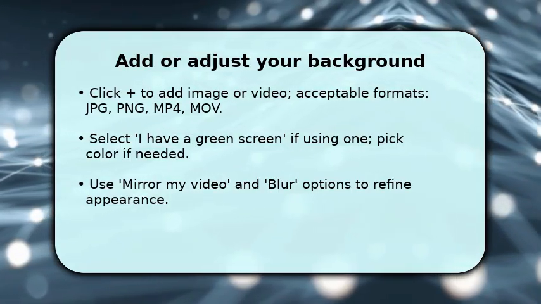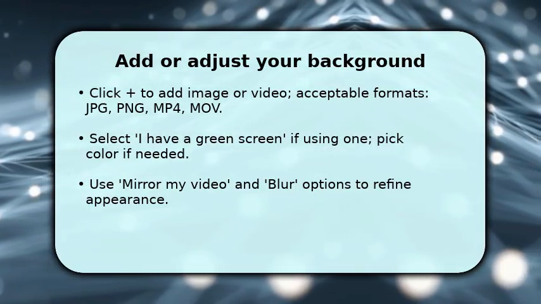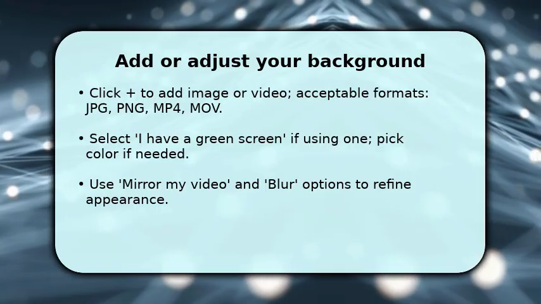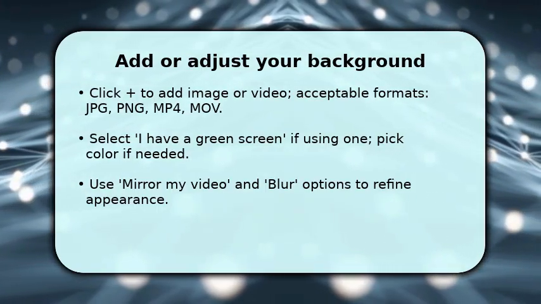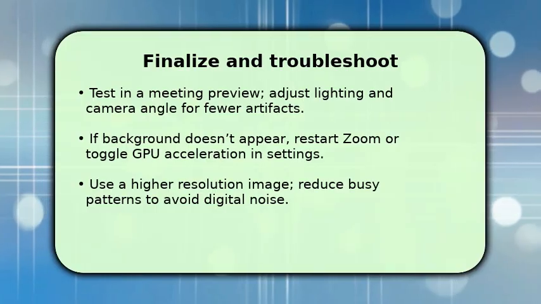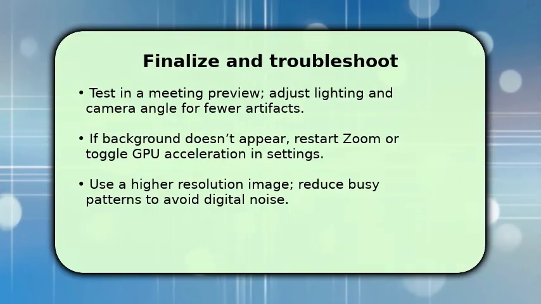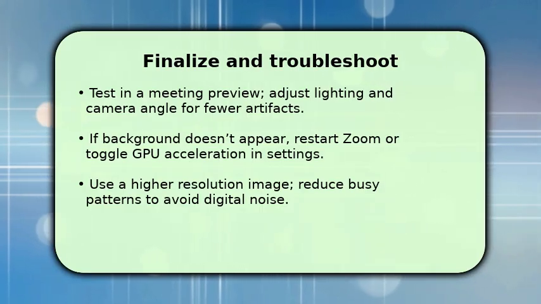Make sure Mirror My Video is set the way you prefer and try the built-in blur to reduce background noise. These adjustments improve realism and prevent your edges from flickering during the meeting. Finish by previewing your chosen background in a test meeting and make final lighting and camera angle tweaks so the keying looks natural. If the virtual background fails to appear, restart Zoom first.